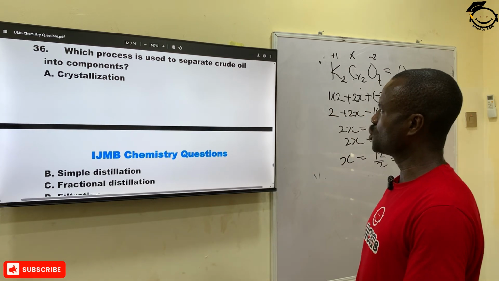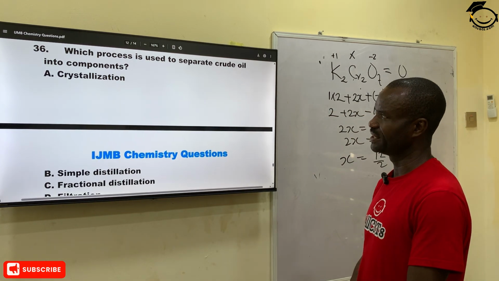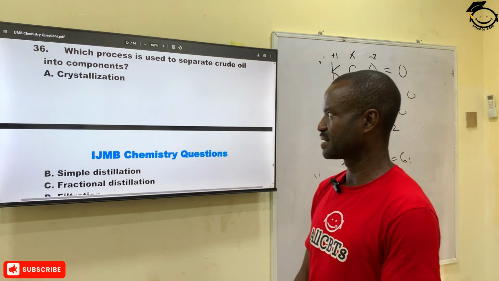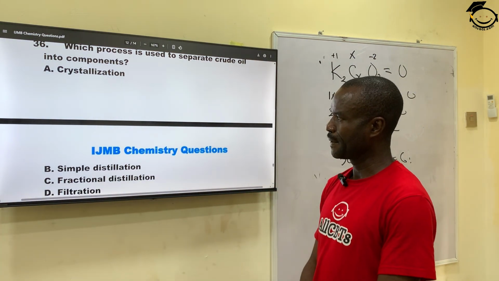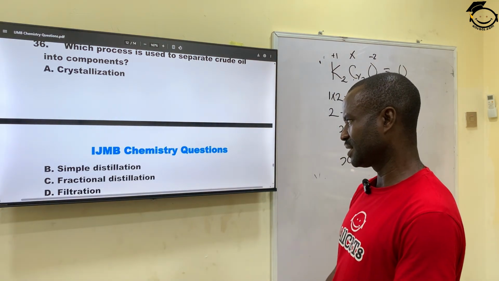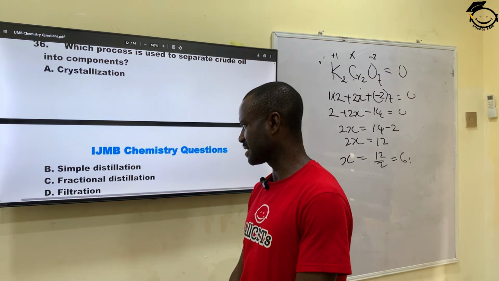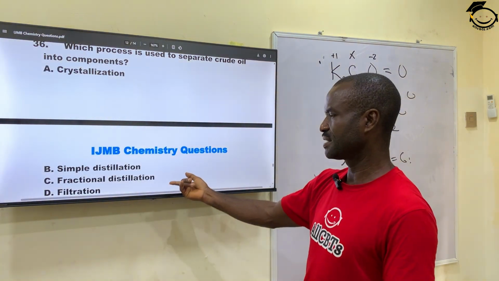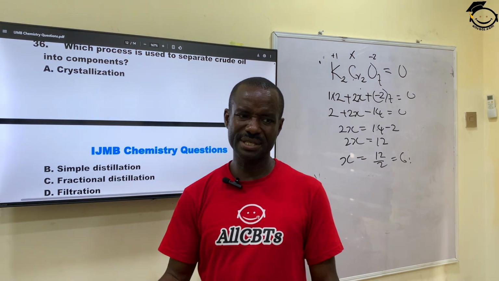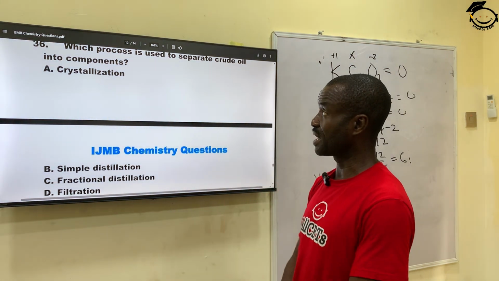36. Which process is used to separate crude oil into components? A, crystallization. B, simple distillation. C, fractional distillation. D, filtration. The correct answer is fractional distillation. It's a method used to separate petroleum into its different fractions.